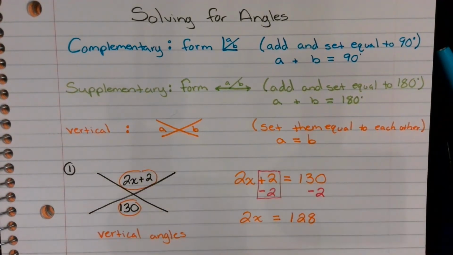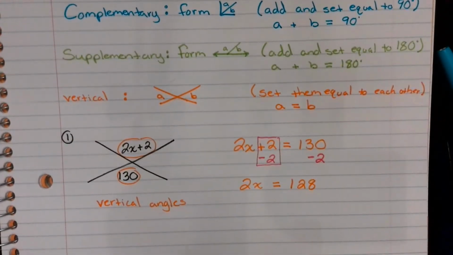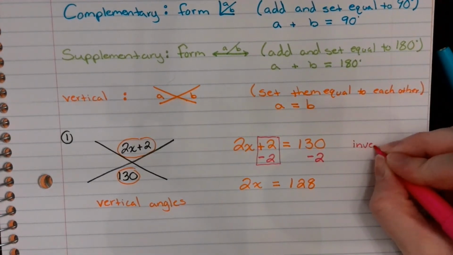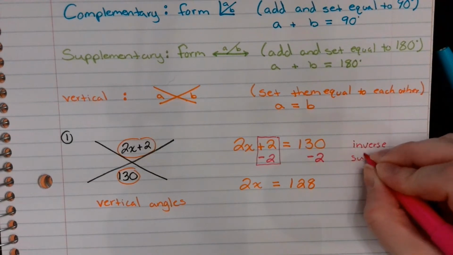That leaves you with 2x is now equal to 128. So then we have to check out next our inverse operation. So here our inverse is to subtract 2.